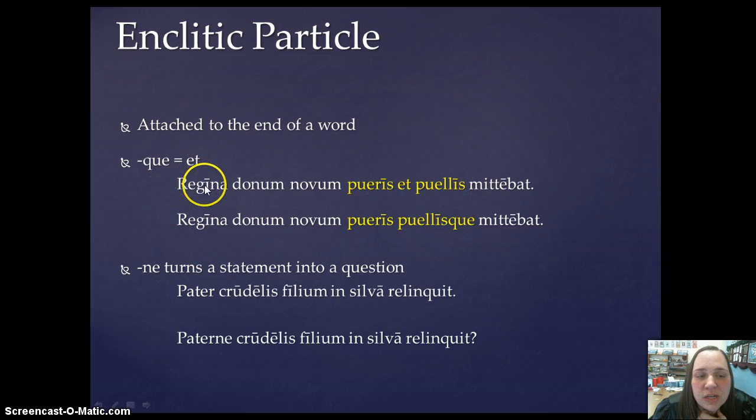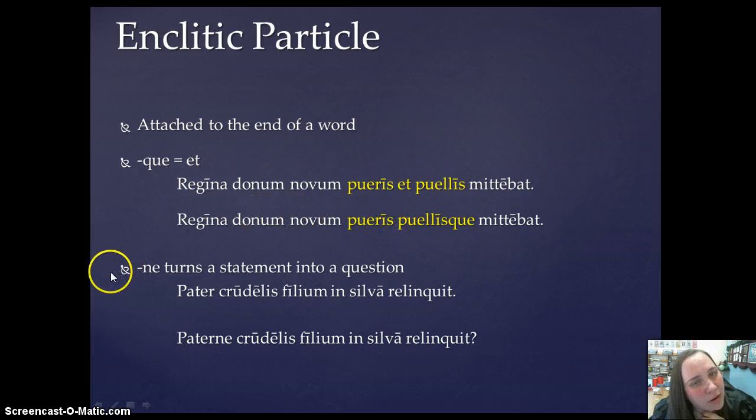So the first sentence translates, or actually both sentences translate, the queen was sending a new gift to the boys and the girls, okay? Pueris et puellis, boys and girls. The second sentence, exact same thing. The queen was sending a new gift, pueris puellisque, okay, to the boys and the girls. Now notice that the que is put on puellis, but you translate it before puellis, okay? So it's put on the end of the word, but it's translated in English before it, okay? So that's the first enclitic particle.